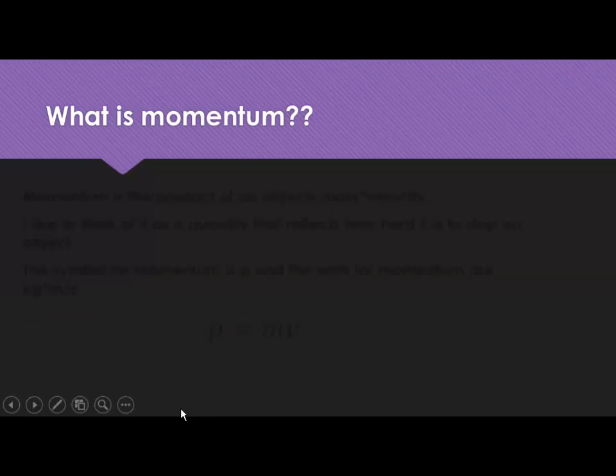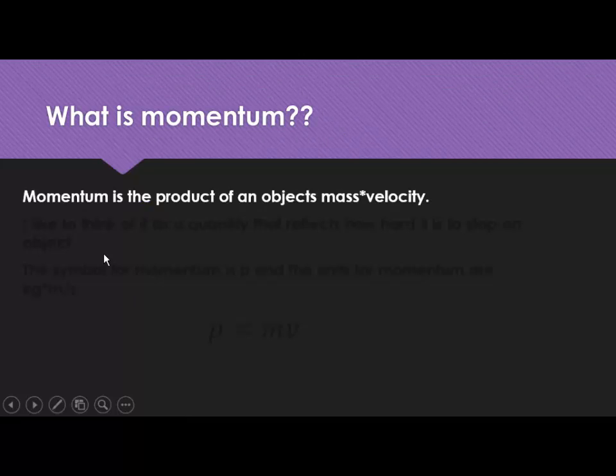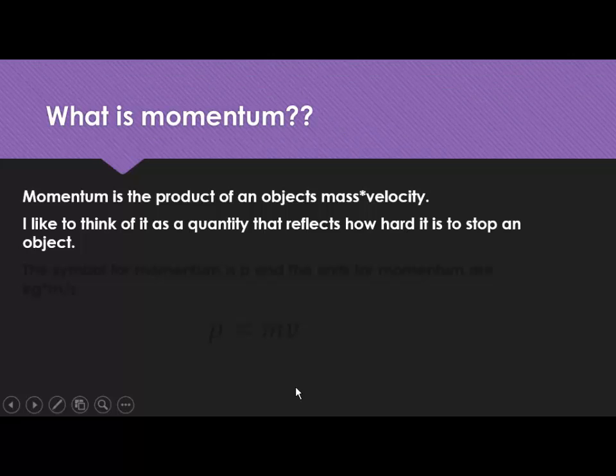So the first question we need to ask is, what is momentum? Momentum is the product of an object's mass and its velocity. Those two things multiplied together will give you momentum. It goes without saying that in order for something to have momentum, it needs to be in motion. It needs to have a velocity.